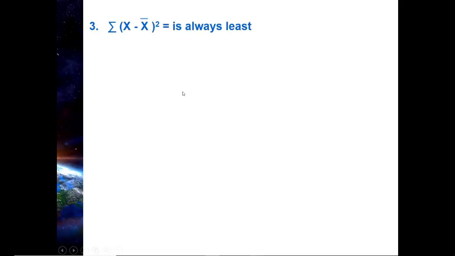All right, the third and final property of the mean that we're going to look at is this one. And it says that the sum of, remember that, sum of all the x minus x bar squared is always least. All right, so another way of saying this, the sum of all the squared deviation scores is always least. Now, I'm going to explain it, and then we'll talk about why we care.